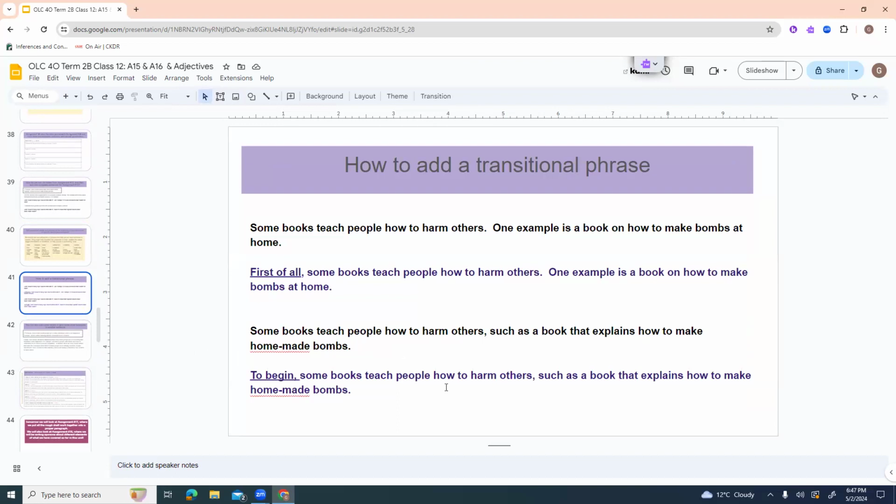So here's how to add a transitional phrase. Some books teach people how to harm others. One example is a book on how to make bombs at home. And I could change this to, first of all, some books teach people how to harm others. Same sentence, I could also go, to begin, some books teach people how to harm others. So either way, that gets across the idea, hey, here's my first reason. Here's my first argument, okay?